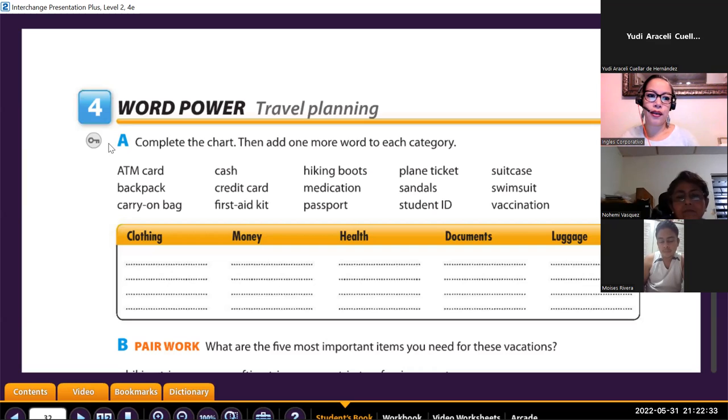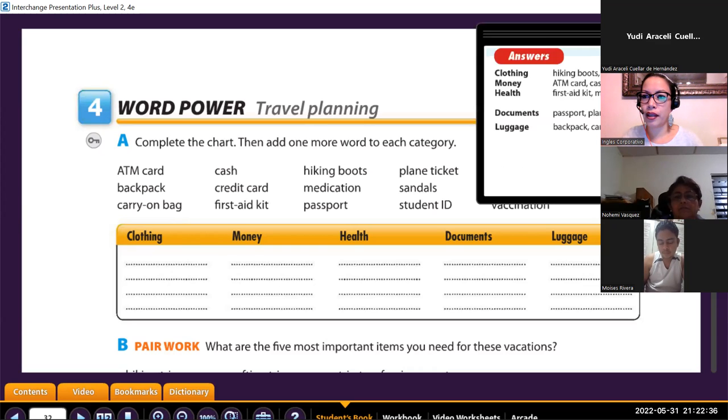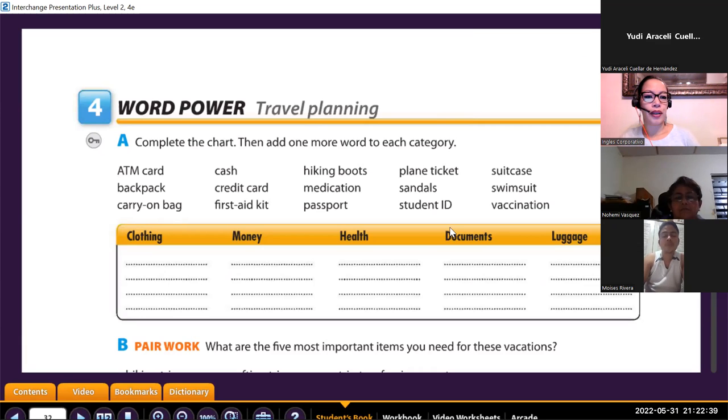Okay, so what do you have under the clothing category? Sandals, hiking boots, and swimsuit. Okay, you have sandals, hiking boots, and swimsuit. Excellent. What is the meaning of swimsuit? Swimsuit es un traje de baño.